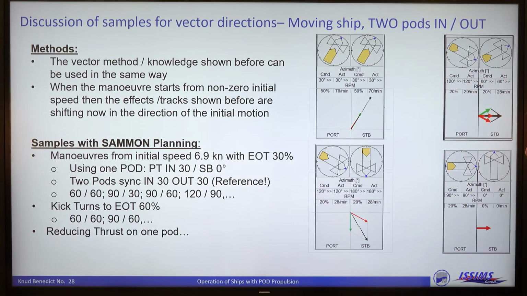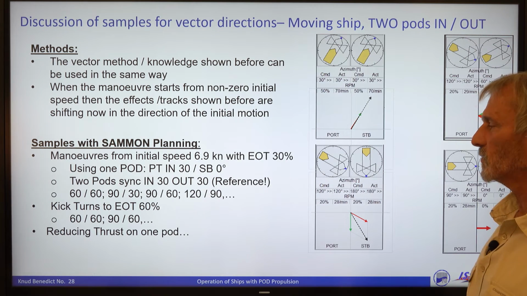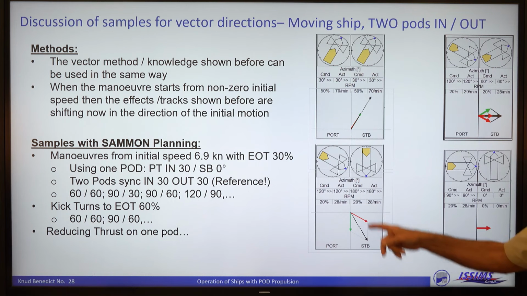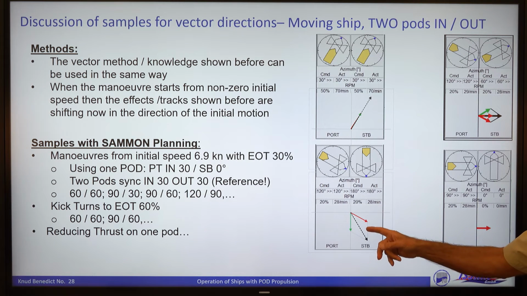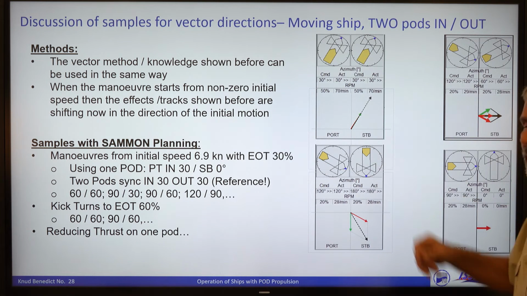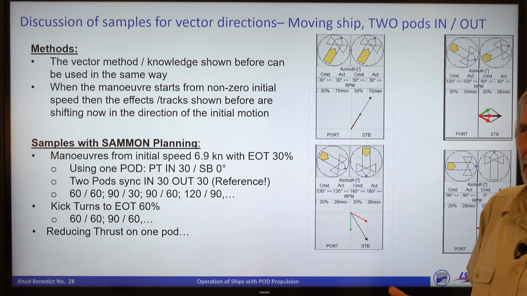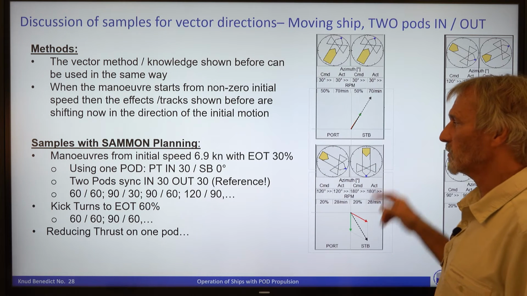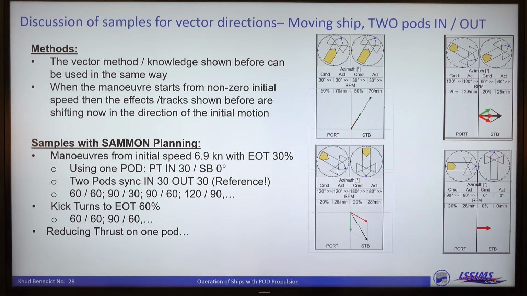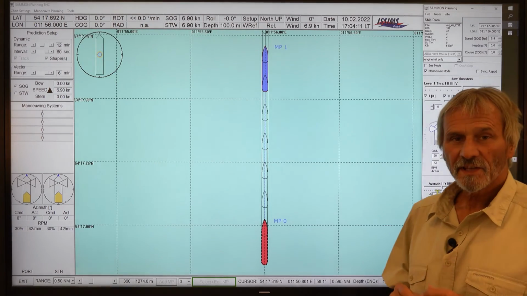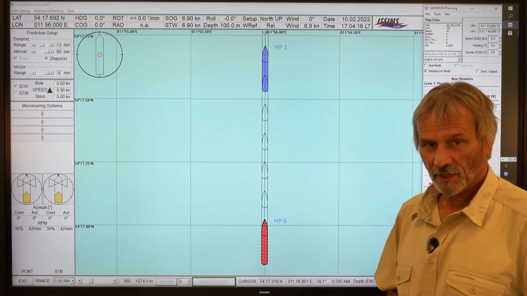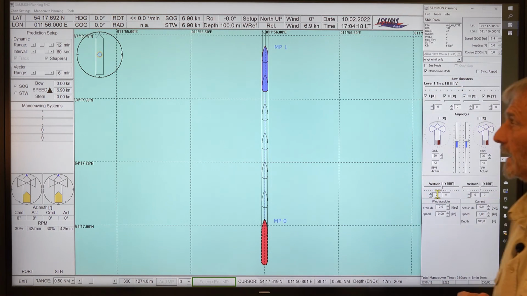And we might also have a look at reducing the thrust on one pod, and also the effect if one pod is, so to say, in a braking state, what that might mean for the turning motion. So these are now the experiments with the moving ship and with two pods.